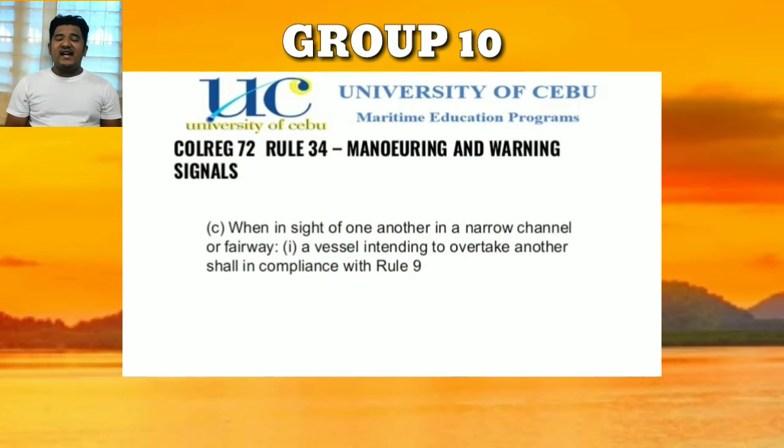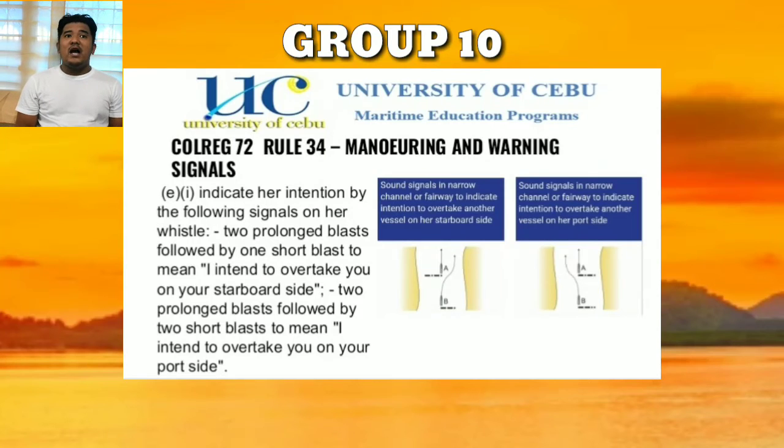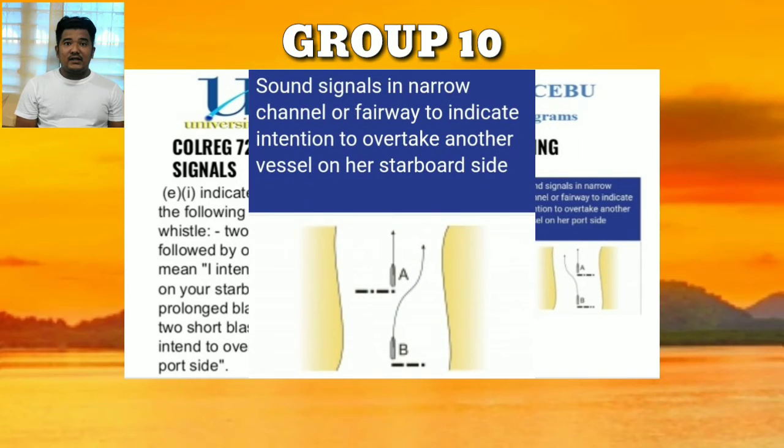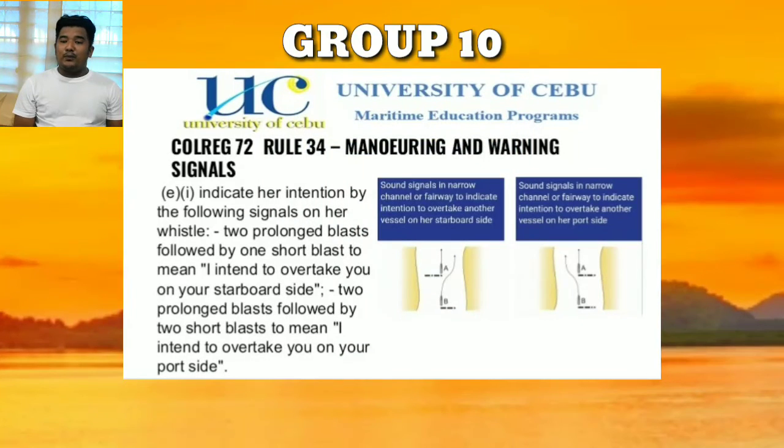Paragraph C. When in sight of one another in a narrow channel or fairway, a vessel intending to overtake another shall, in compliance with Rule 9, paragraph A, indicate her intention by the following signals on her whistle. Two prolonged blasts followed by one short blast means I intend to overtake you on your starboard side. Two prolonged blasts followed by two short blasts mean I intend to overtake you on your port side.